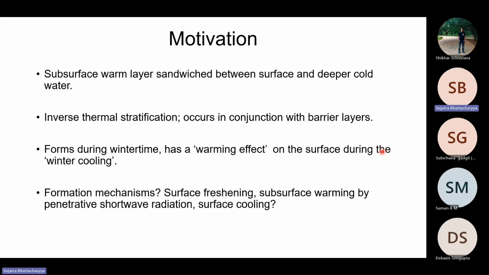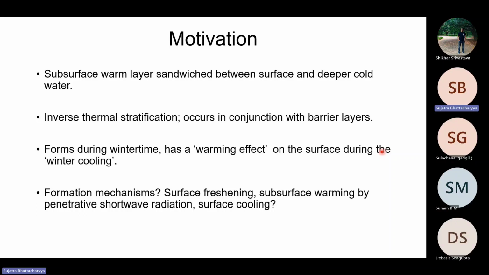So we have here inverse thermal stratification, and it occurs in conjunction with barrier layers. These layers are usually found in the Bay of Bengal during winter time, and they have a warming effect on the surface when the wintertime cooling is happening, which means that the heat flux is negative and the Bay of Bengal is undergoing surface heat loss.